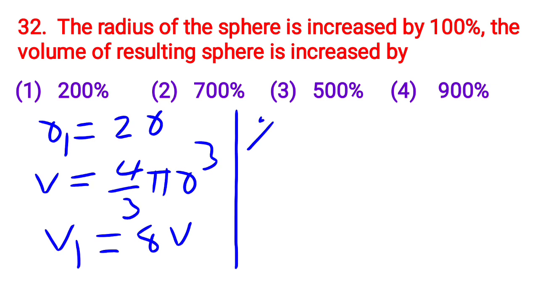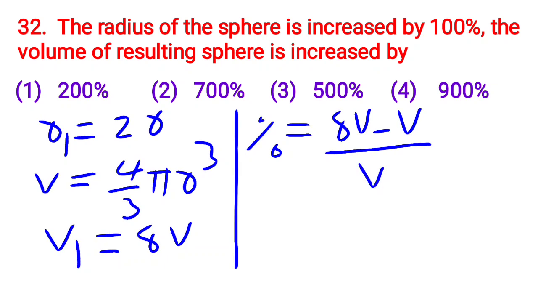The percentage increase in the volume: to find any percentage we need a fraction. That fraction is how much the volume increased compared with the previous volume. That means 8V minus V divided by the previous volume.